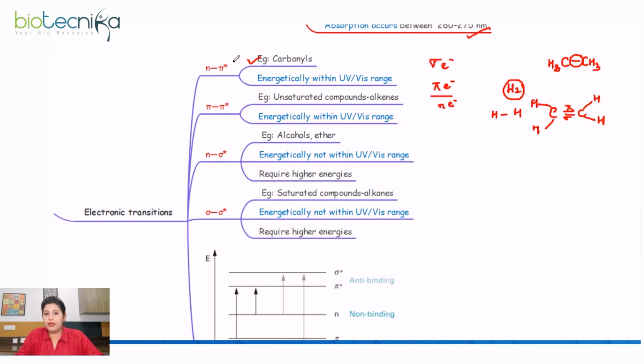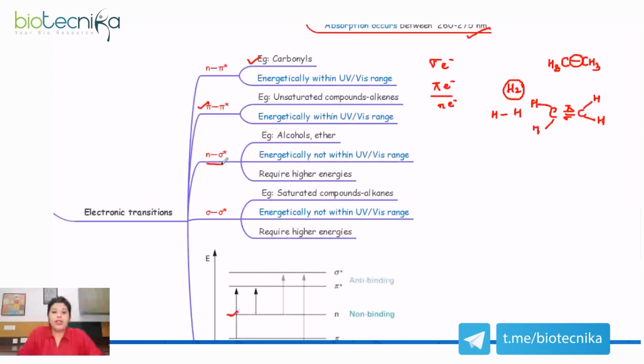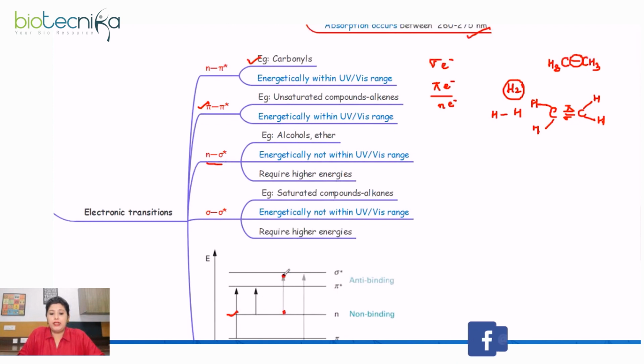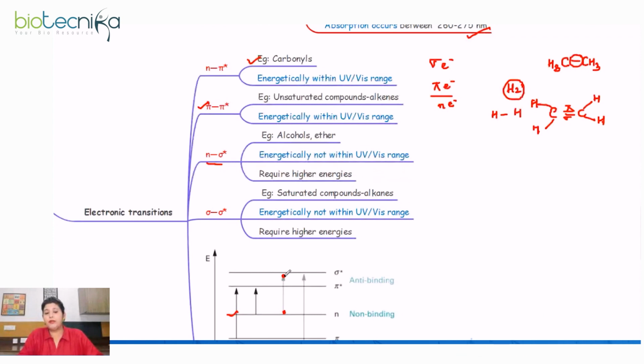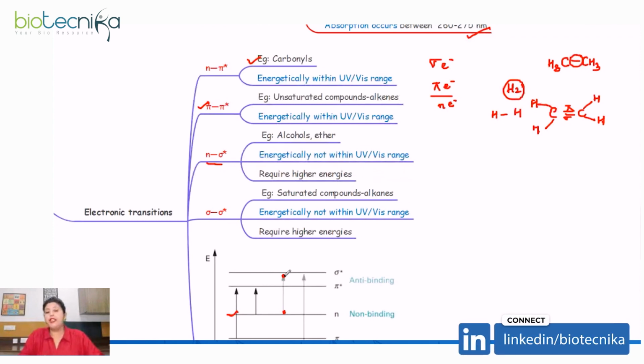Like here in this diagram, you can see the pi to pi anti-bonding transition. This one is present in unsaturated compounds, for example ethene, so alkenes, and they are also energetically within the UV visible range. Now, when we talk about non-bonding to sigma anti-bonding, the examples are alcohols and ethers. They are not energetically within the UV visible range, and they require much higher energies. That is, you need to use radiations which have much higher energy than UV visible radiation.